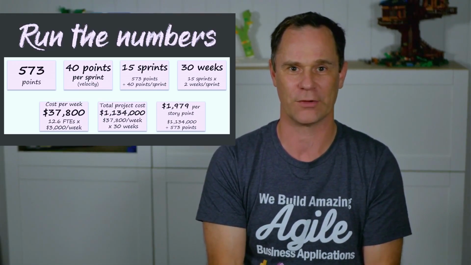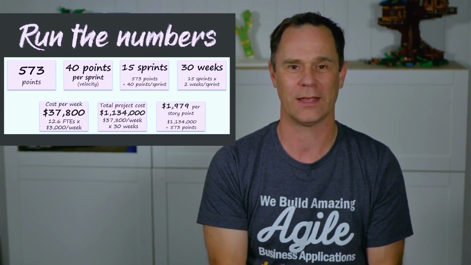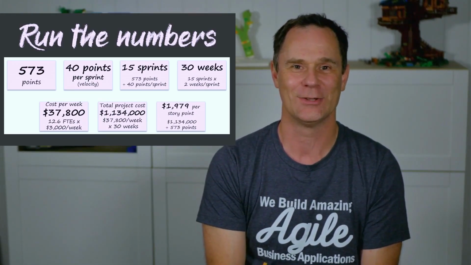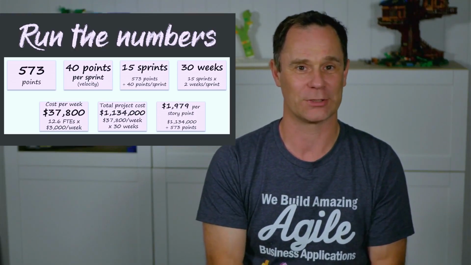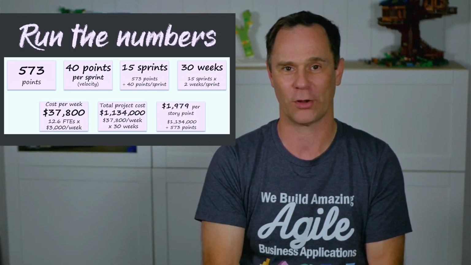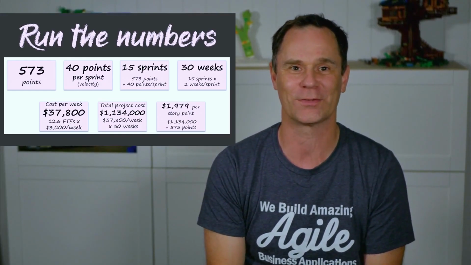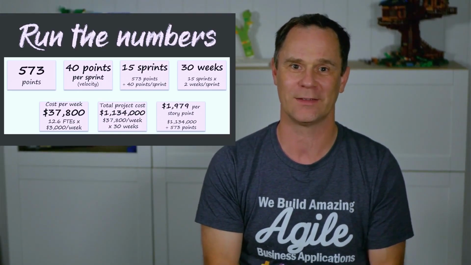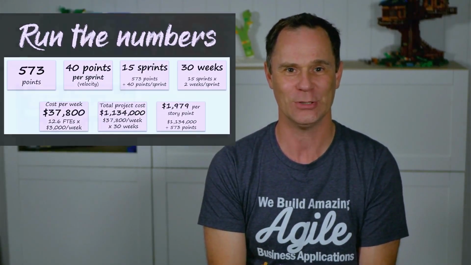Step number 7, divide the total number of story points in your user story map by the predicted velocity of your team. This will forecast the number of sprints it'll take to achieve your product goal. Multiply that number of sprints by the cost per sprint to give you a total cost. Each sprint is 2 weeks, so now we also know the duration too.